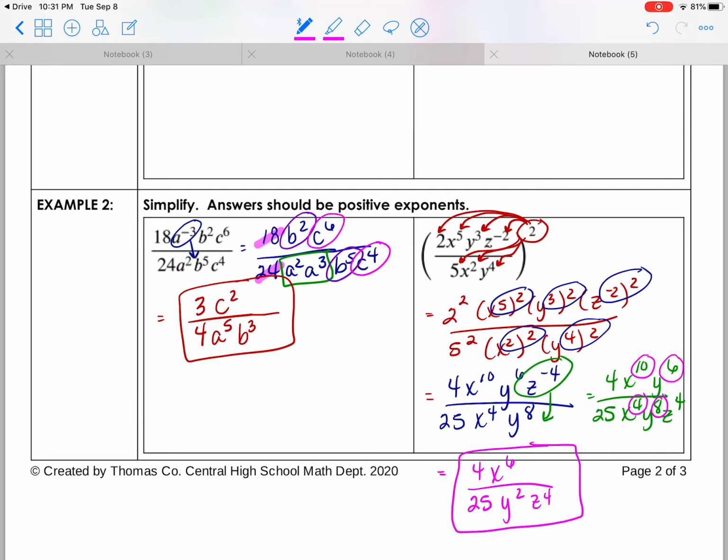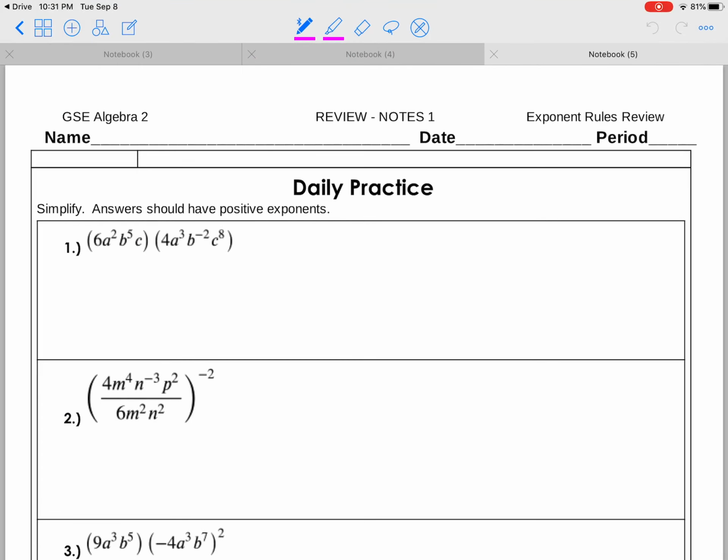Now, what I want you to do is on the next page, you need to print this out, or copy it down on another sheet of paper. This is your daily practice for today. You are going to work these out. And then on Google Classroom, you need to take a picture, whether you printed this page out and did them on this page, or if you wrote them out on your notebook paper. Once you work them out, you need to take a picture and upload it onto Google Classroom and send it to me for your daily practice.